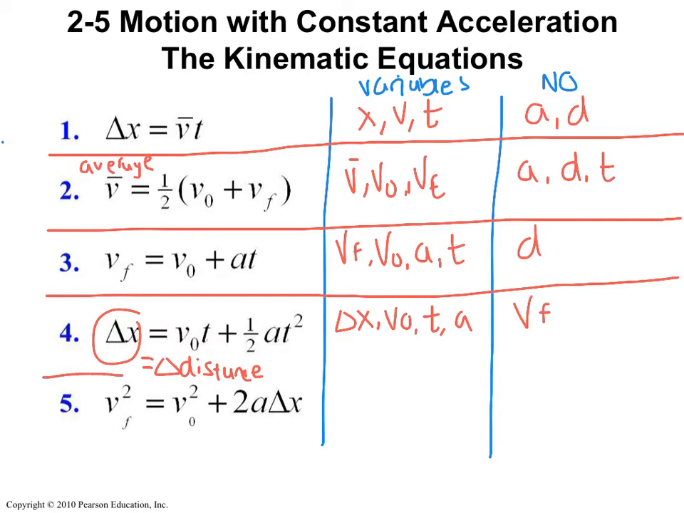So that's the equation we do not need to use if we're looking for V final. And our last one, I have VF, V0, A, and delta X. What I don't have is T.